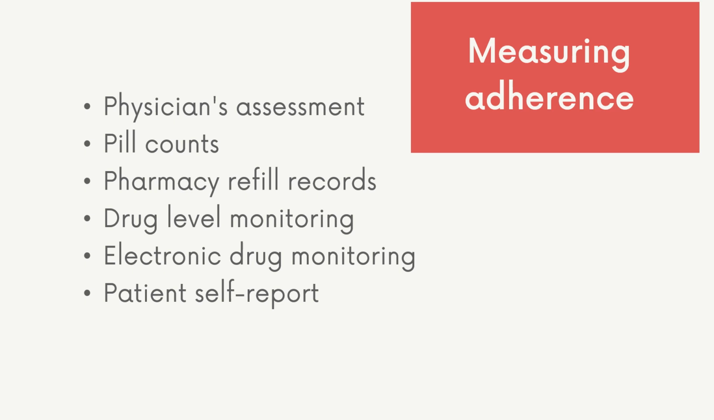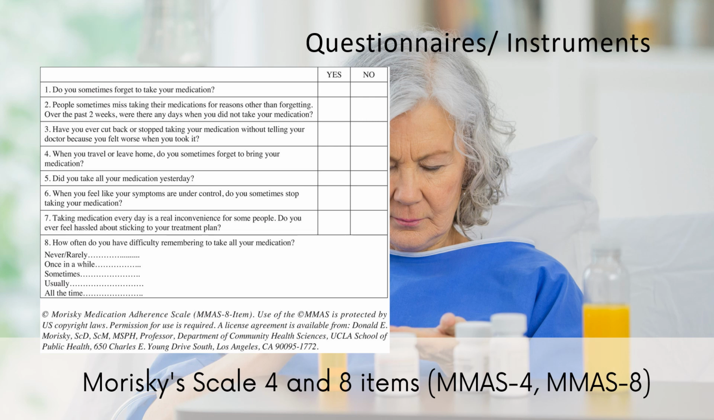Electronic drug monitoring, so it requires a system of monitoring for the drug refills, and patient self-report. So this one requires the questionnaires tool that the patient needs to answer. So each of these measuring tools or methods have their own advantages and disadvantages. So examples of questionnaires that we can use to prompt to get the patient's self-report on their adherence.